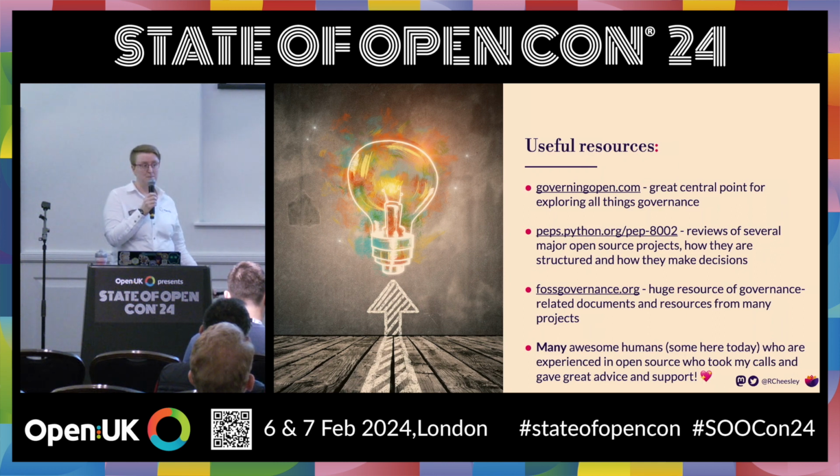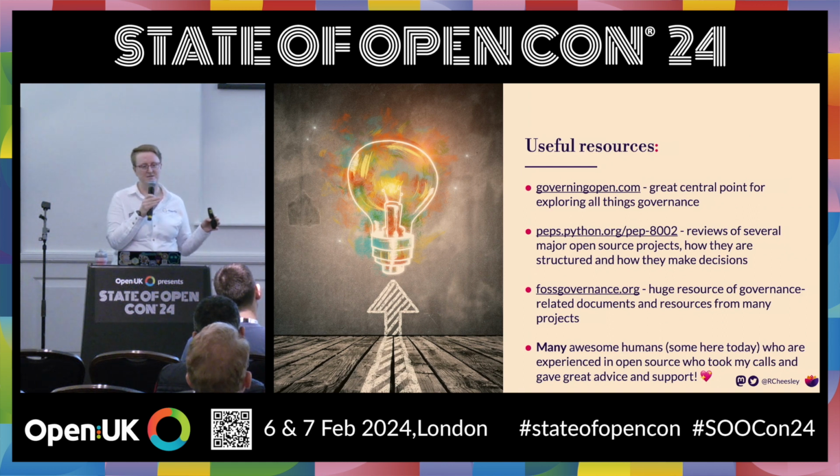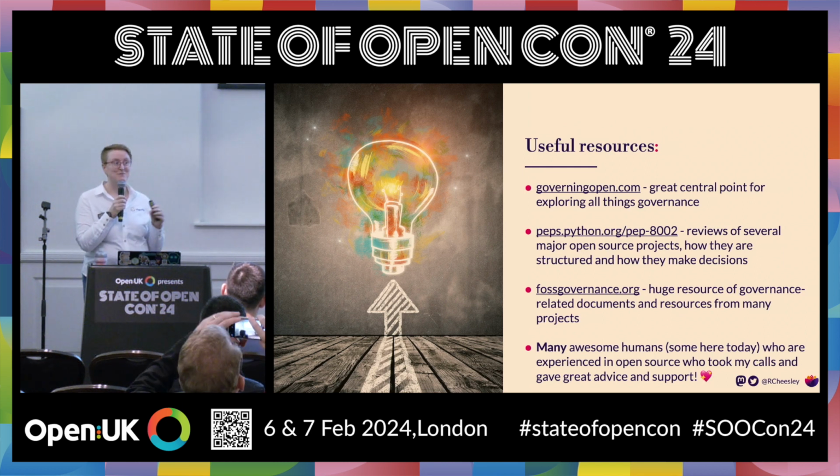Governing Open is a great place to start if you're looking for resources on open source governance and if you have no clue what the heck it is. It's got some really great resources. PEP 8002 is amazing. It's a very thorough review of governance models and changes of several open source projects. Although they weren't the same as us, they were going through similar difficulties. So it was also like, do not do this under any circumstances because it's gone wrong. So that was really helpful.